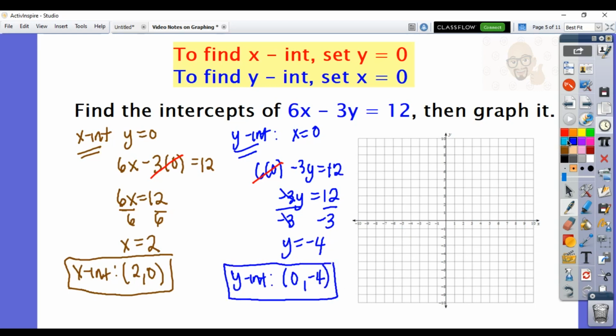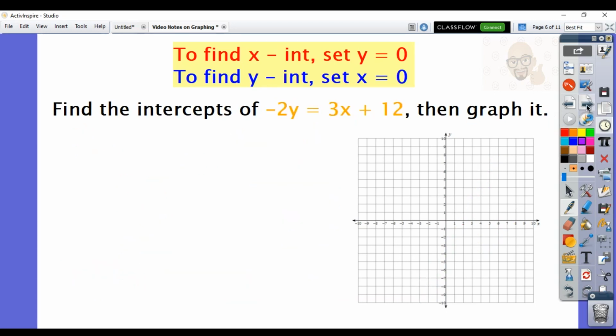There you go. We found the intercepts. Now it's time for us to graph it. (2, 0) is right here. (0, negative 4) is right there. Just simply connect them. Arrowheads. Kaboom.